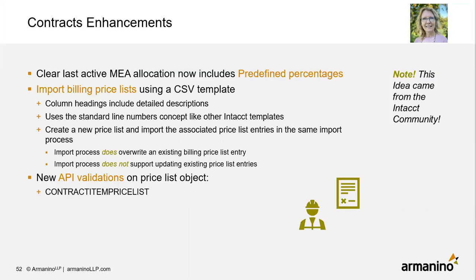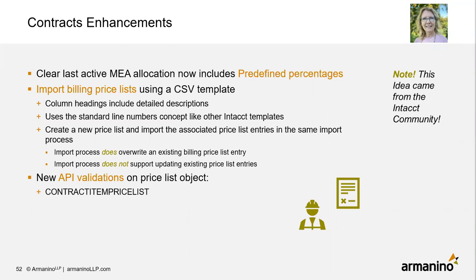There's that import billing price list option again. This one is a little bit different than the one we talked about before, price lists in order entry and purchasing versus billing price lists in contracts, but kind of the similar concept. But they really just enhance the template. If you've been using it, you know that it didn't have all of the detailed descriptions in row 2 like other templates. It didn't use the 1, 2, 3, 4 numbering system like the other templates do. Now all of that is there.